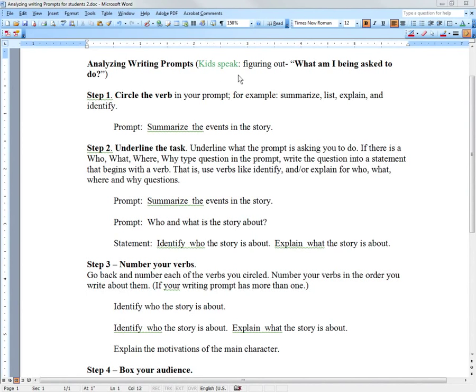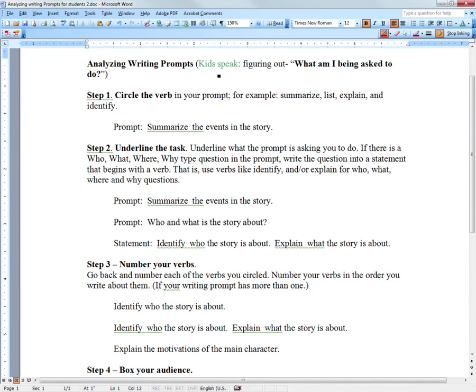Analyzing writing prompts. So for you guys, it's going to be, what am I being asked to do? That's what you're figuring out. You're going to be given a question, or as we say, a writing prompt. And then you're going to figure out what it is I'm going to be asked to do, because that way you're not constantly coming back to me, teacher, what do you want me to do? You can do this on your own. Of course, starting out in the school year, we're going to be doing it together, but you guys are going to eventually do this on your own.